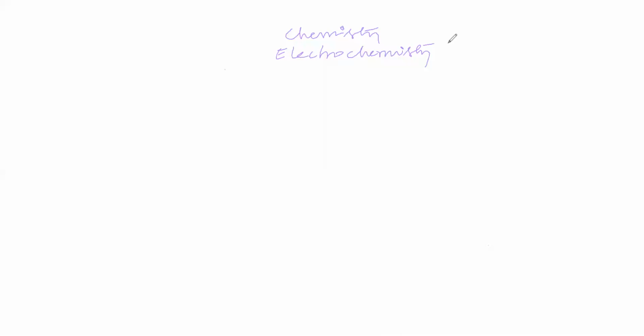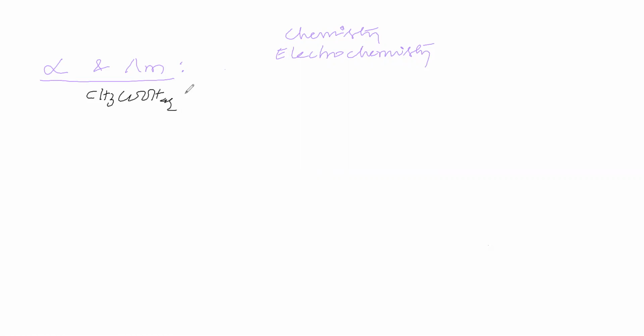Let us start chemistry. In the electrochemistry chapter, we will go for the relation between degree of dissociation and lambda m, molar conductivity. Now let us see the relation between degree of dissociation and molar conductivity. For this, let us take the electrolyte acetic acid.